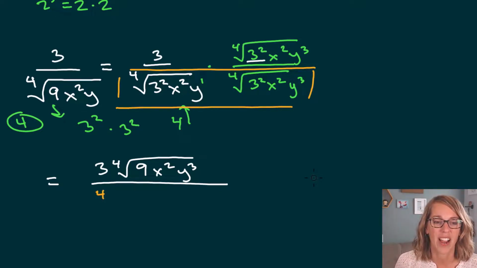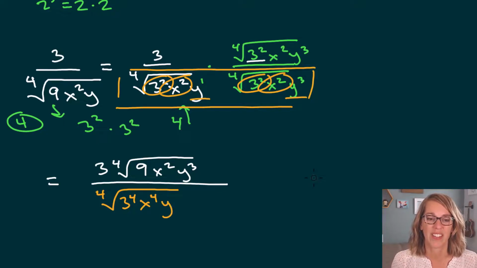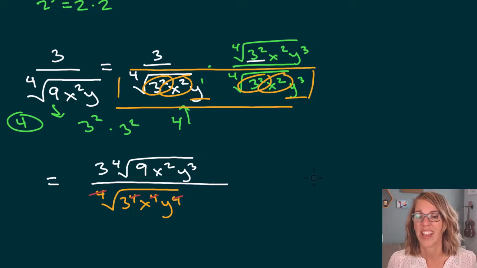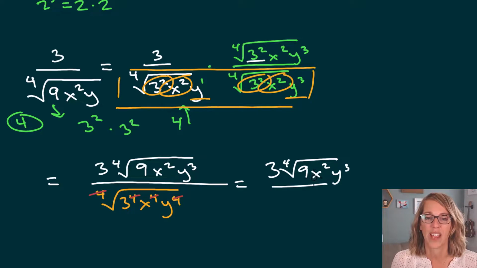So in that denominator, I have a fourth root of, I've got 3 squared, that's 3 to the fourth. I've got x squared, that's also x to the fourth, and then y to the first, y cubed, that is y to the fourth. So this is exactly what I needed. My fourth root can undo those fourth powers, and I end up with my answer. So I've got my 3, this is my numerator, fourth root of 9x squared y cubed, divided by, the fourth root is gone now, so divided by 3xy.